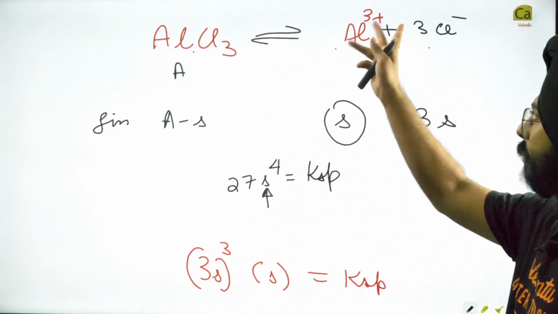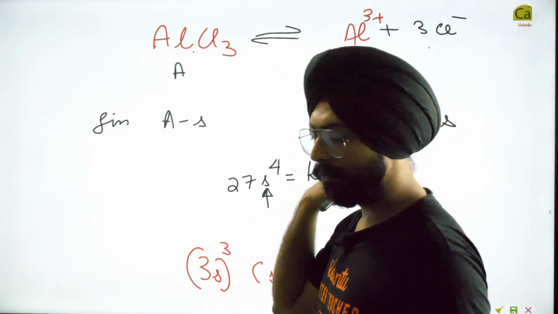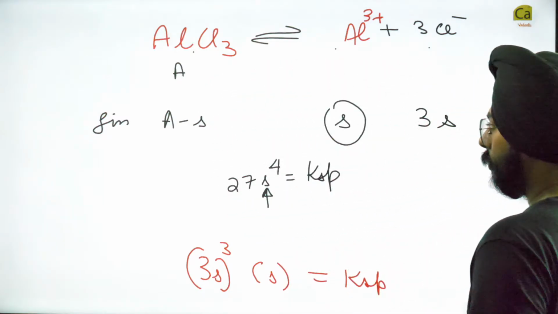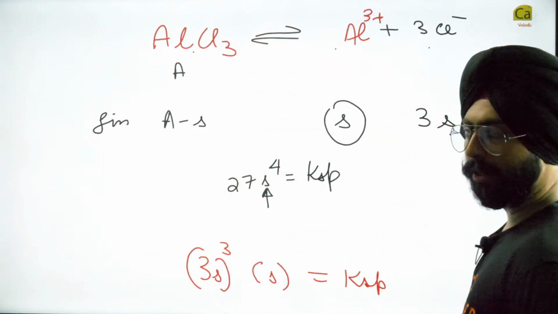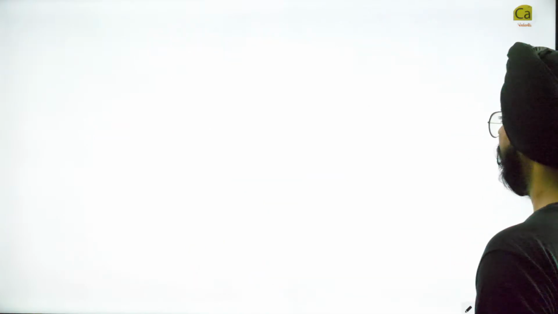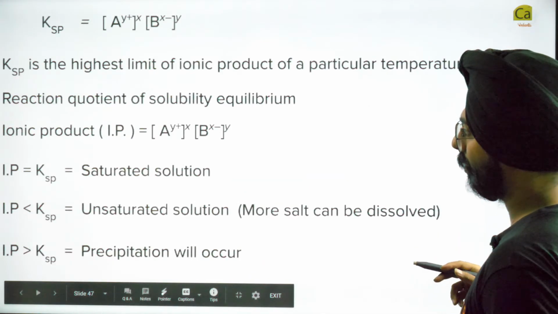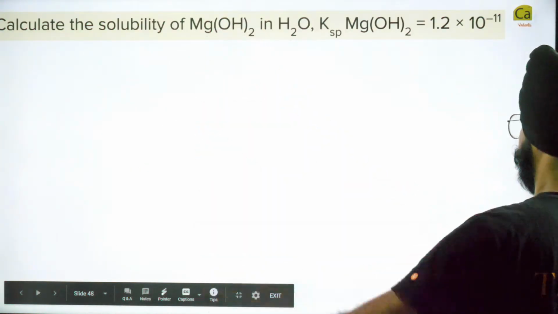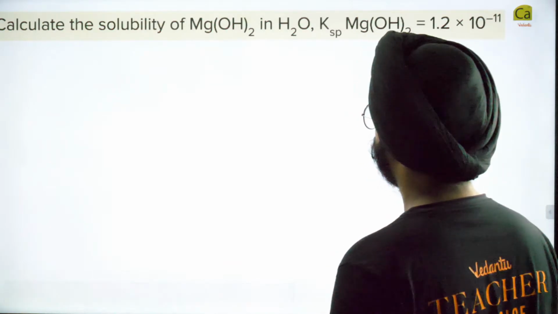I mistakenly took silver over here instead of aluminium. My bad. Cool. So this will have a different ball game in the question altogether. Let's try to do a question now. Enough talk, I have told you this. Let's do this: calculate the solubility of Mg(OH)2 in H2O.